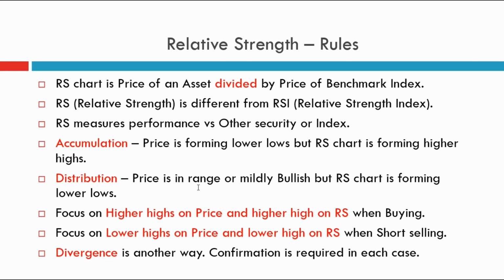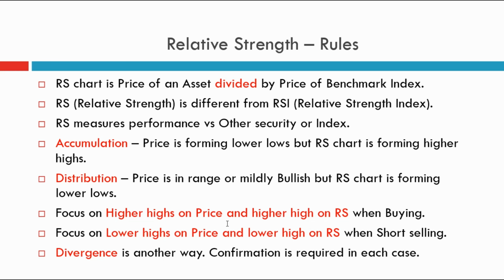So what we are focusing on in this video is that we need higher highs on price and higher highs on the RS line. Okay, so that is a double confirmation that we get while taking a long trade. For the short trade, what we want is lower highs on price and lower highs on RS. That is a falling RS line and a falling price line.